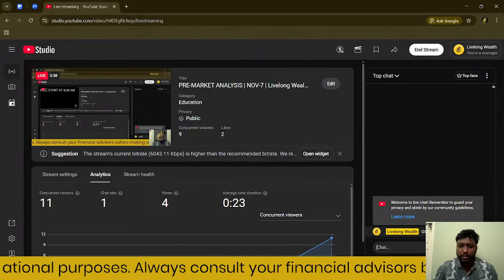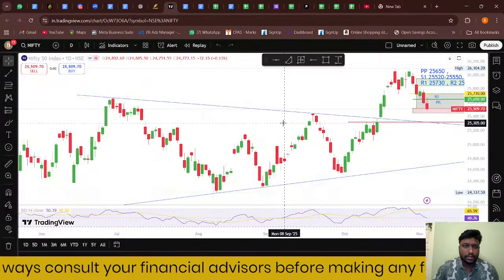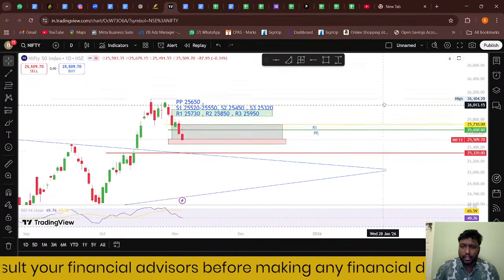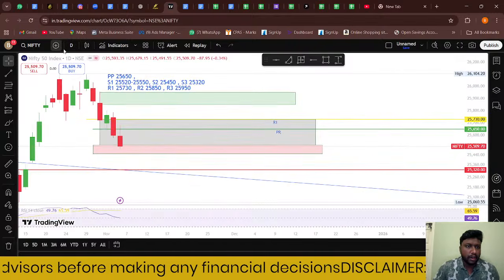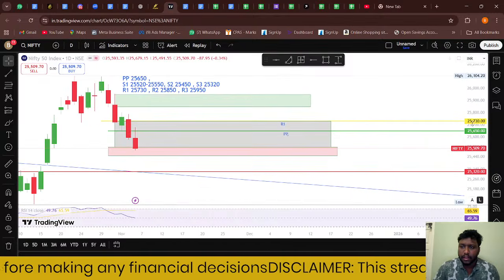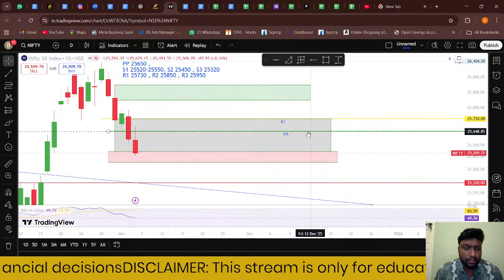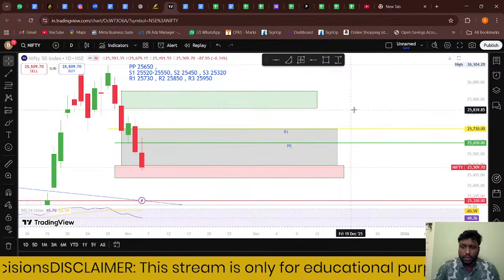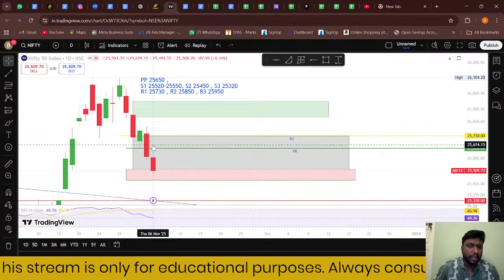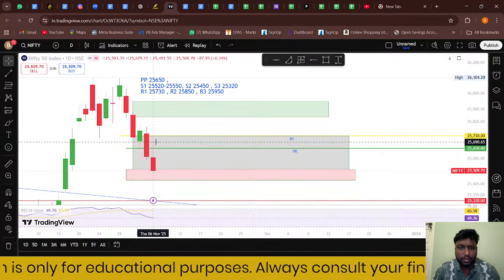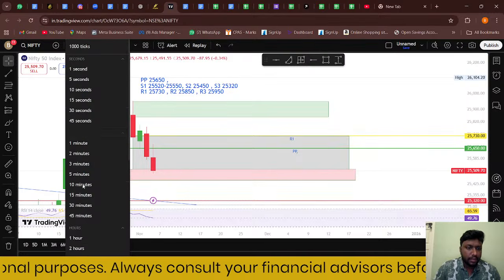Let's start with our chart prediction analysis. Here are the levels which we discussed yesterday for Nifty, on the 1 day time frame, as you can see. Yesterday's pivot point was at 25,560. With respect to the opening, it gave a move up to almost 25,679, and after that it reversed in the first 15 minutes.